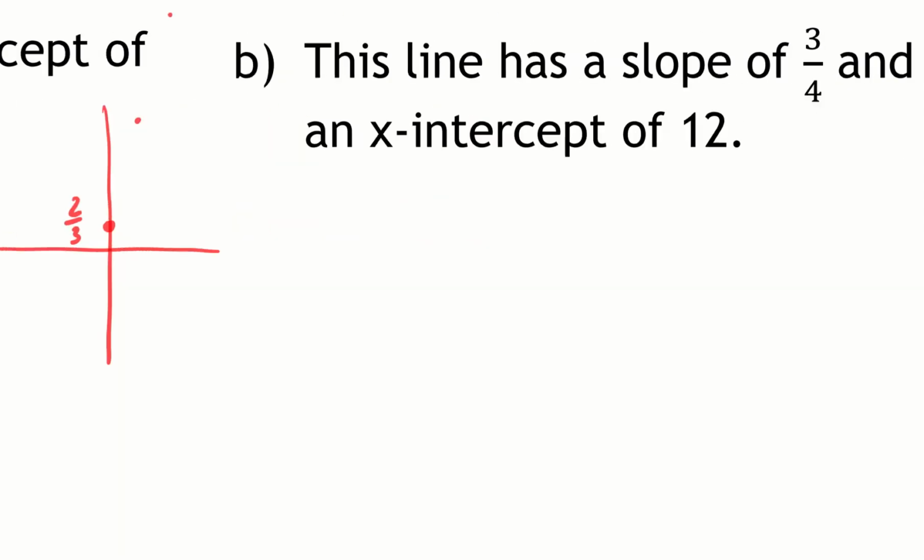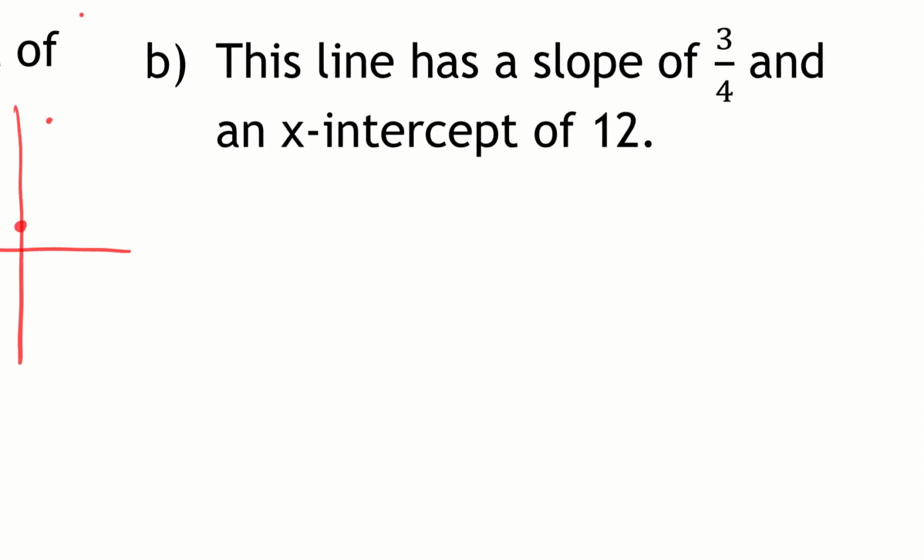Next question. It says this line has a slope of 3/4. So we do know the slope. The slope is 3/4. I'll go ahead and label this m because it's one of our 2 parameters when we're writing down the equation of a line in slope-intercept form. The other thing we're told is that it has an x-intercept of 12, right? I'm reading that closely.